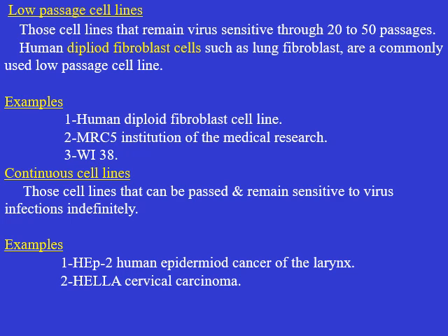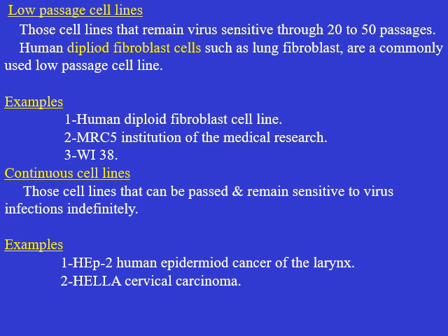The second type of cell lines is the low passage cell lines. Those cell lines that remain virus sensitive through 20 to 50 passages. Low passage cell lines remain sensitive, receptive to the virus through 20 to 50 passages in vitro. Here we take diploid fibroblast cells such as lung fibroblast, commonly used in low passage cell line.